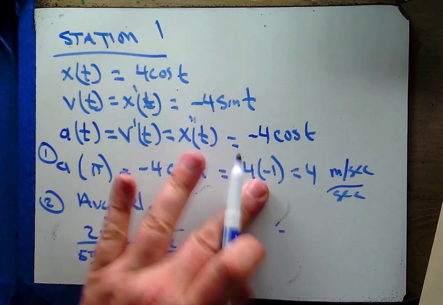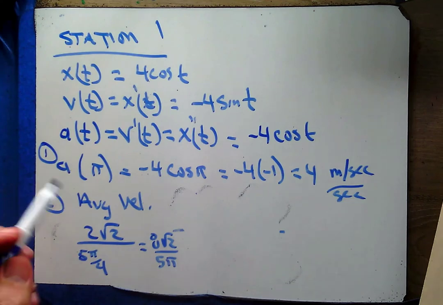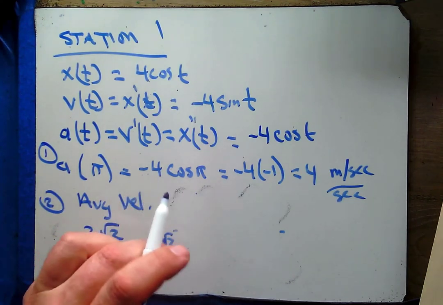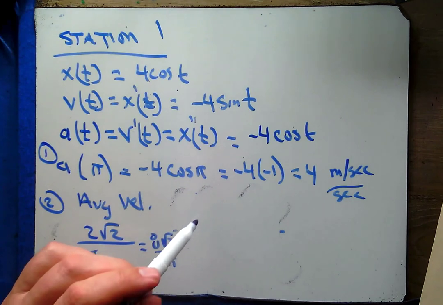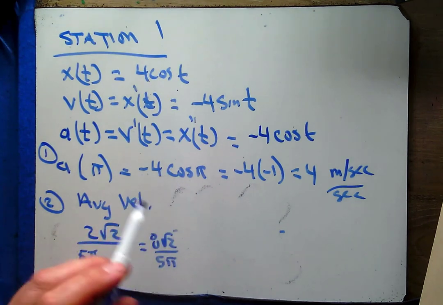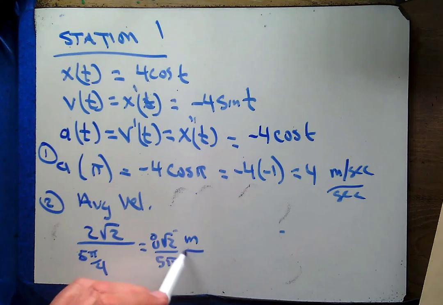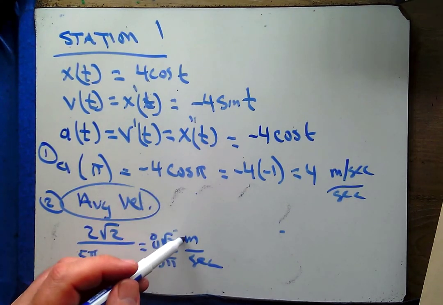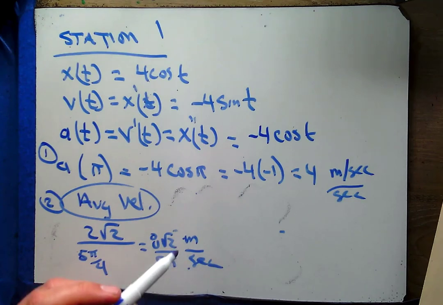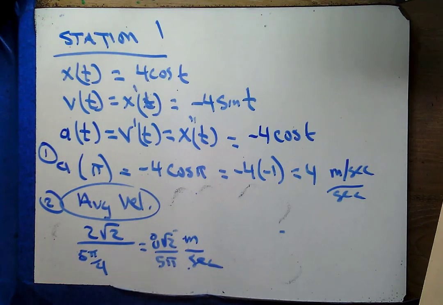And then there is a note here saying don't forget units. Well, the units for distance are meters, and for time, we've got seconds. And so this is going to be meters per second. When we talk about velocity, it's a change in position with respect to a change in time. So we've got meters per second there.